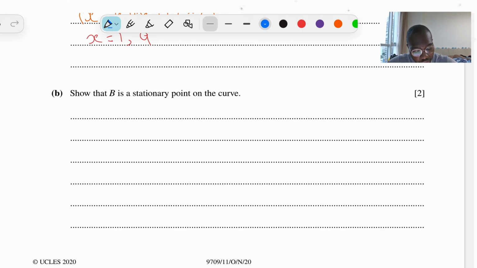So we know that with stationary points, therefore we know that f dash x has to be 0, or dy over dx, however you want to look at it.